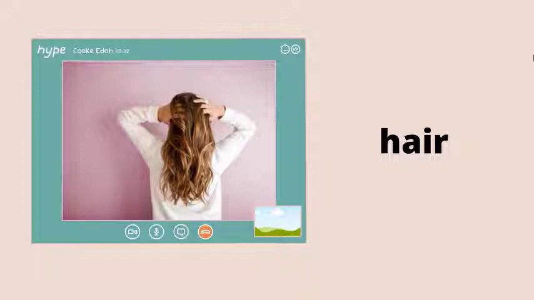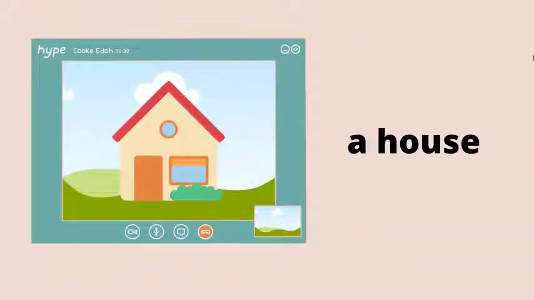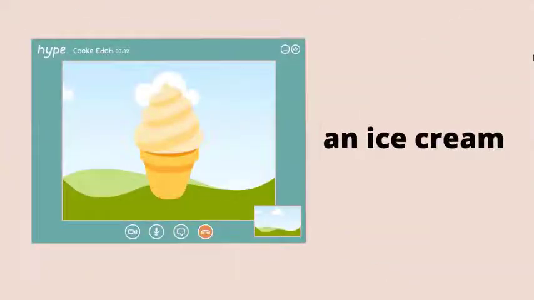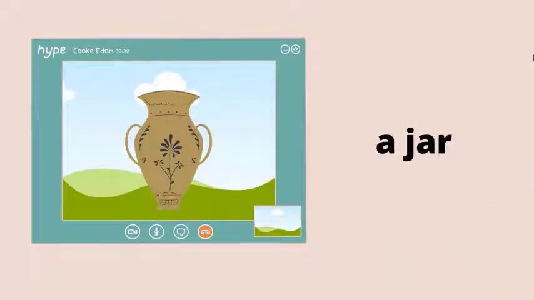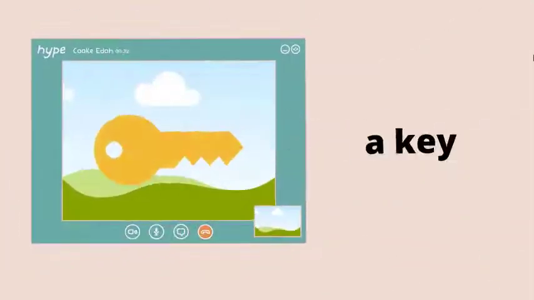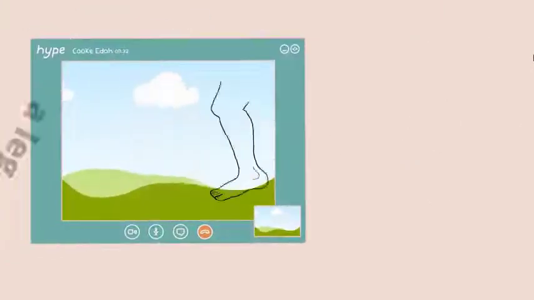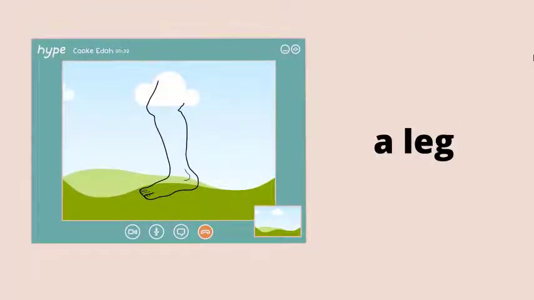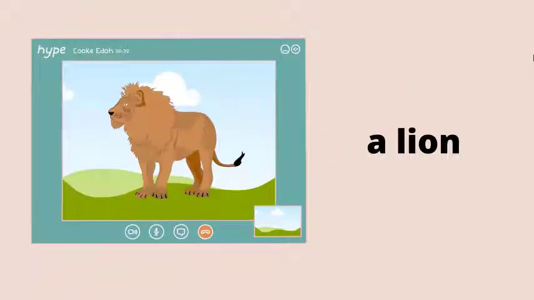Hair, hair. Head, a head. House, a house. Ice cream, an ice cream. Jar, a jar. Key, a key. Kit, a kit. Leg, a leg. Lemon, a lemon. Lion, a lion.